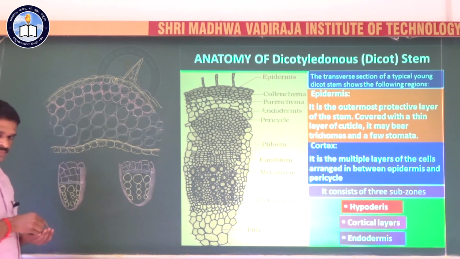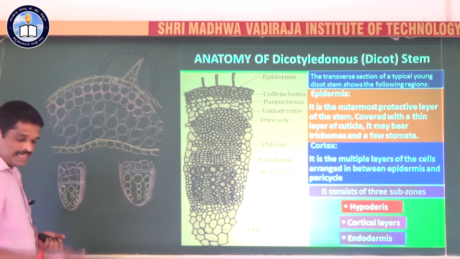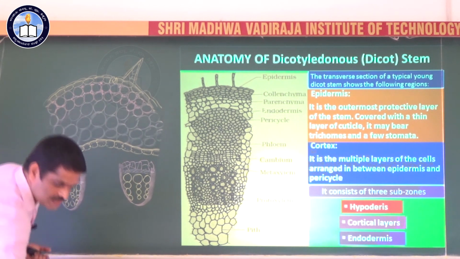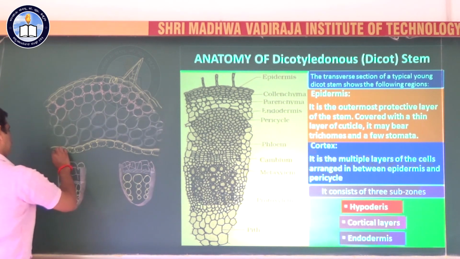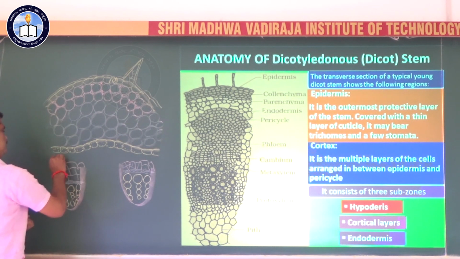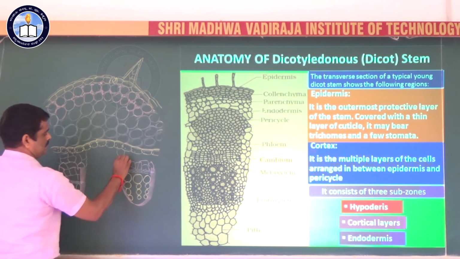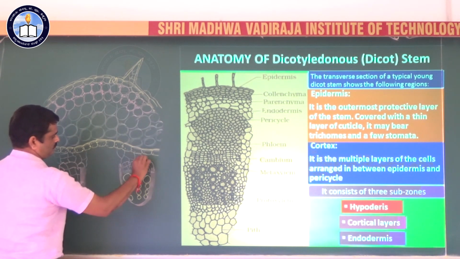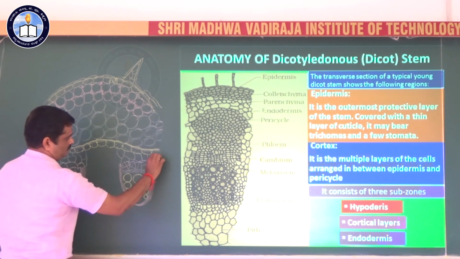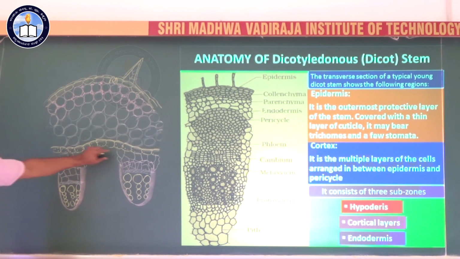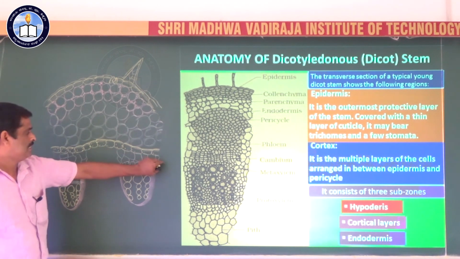Above the phloem, a patch of sclerenchyma is present, that is the pericycle. Similar patches of sclerenchyma form the pericycle. Pericycle is sclerenchymatous. So this is the sclerenchyma patch. It is in the form of a semilunar patch, sclerenchymatous pericycle.